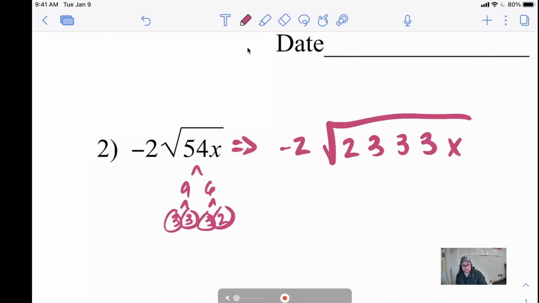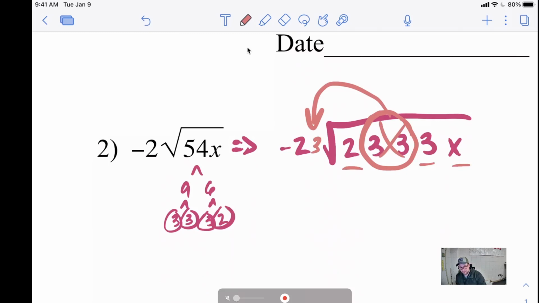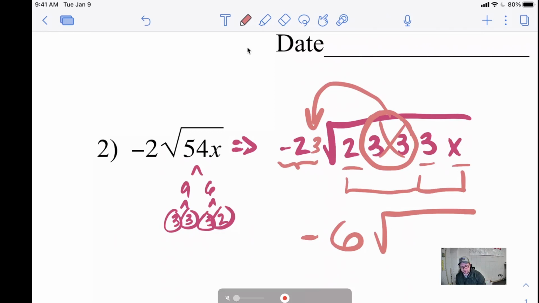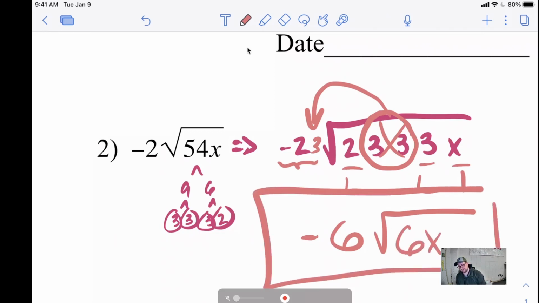Now, looking at that, if I have two 3's, remember, 2-for-1 special, I get to pull one out. If you look at that, nothing else inside has another one to go with it. So I'm going to be able to pull out the 3, but that's it. -2 times a +3 is going to give us a -6 on the outside. And then let's just multiply all of this back together. 2 times 3 is 6. And then since there's an x there, we still get an x there. And we're done. Nice job.